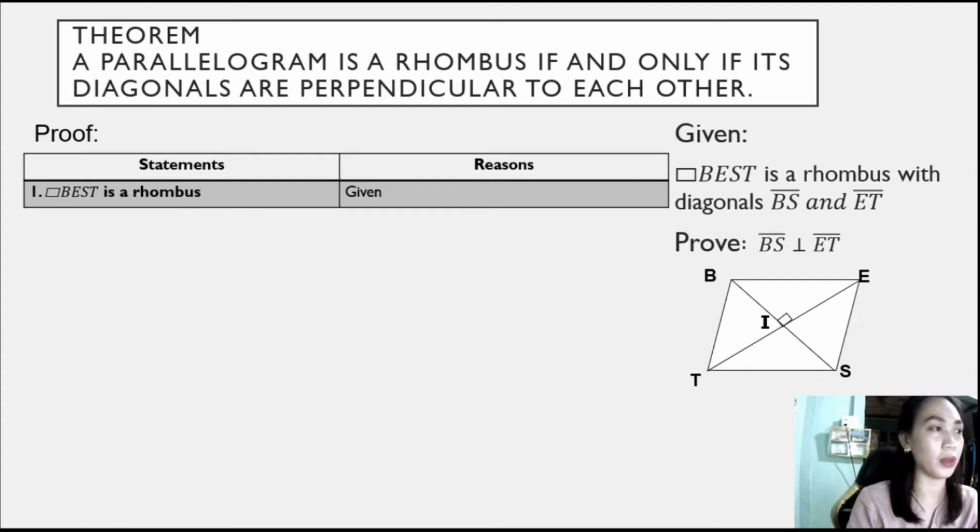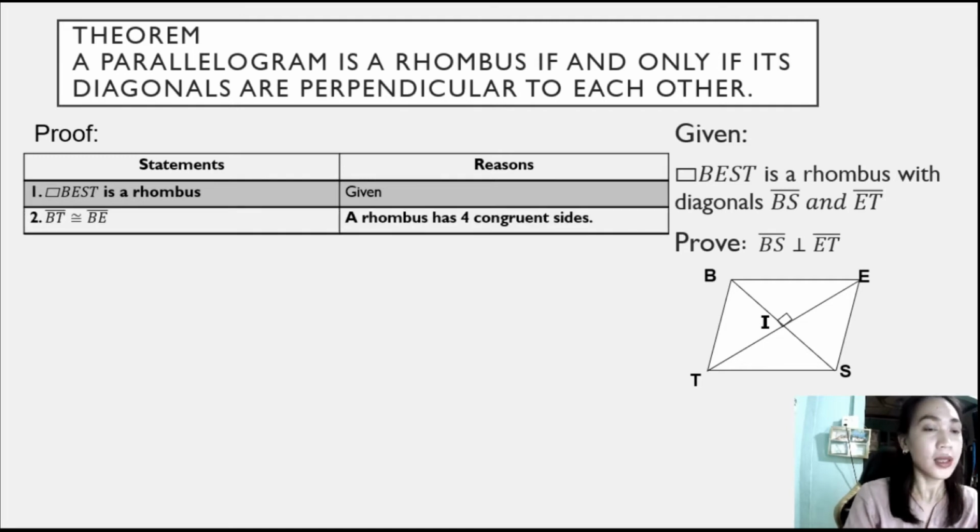So we have BEST is a rhombus, that is our given. Second, you have BT is congruent to BE. The reason: the rhombus has 4 congruent sides. So this side is congruent to this side.